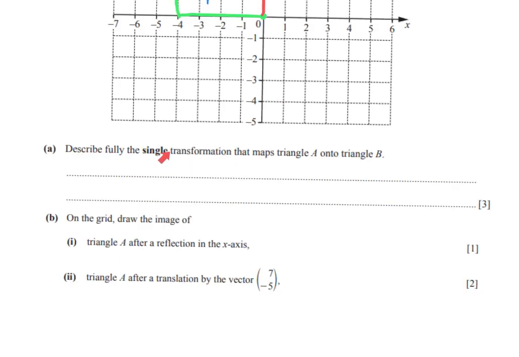Described fully for rotation, you say rotation, 1 mark for rotation, 90 clockwise is the second mark. The third one, center. Okay, center of rotation, the origin. So 1 mark for each one.